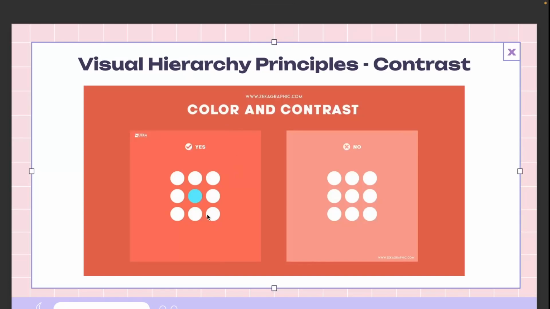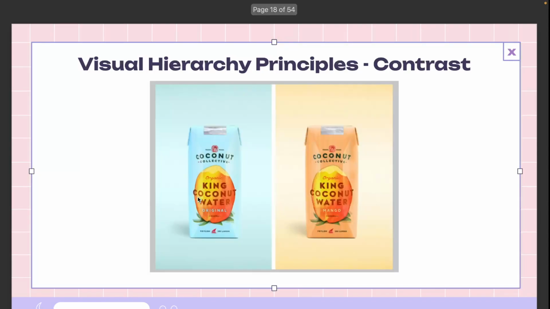Look at this picture. These are some circles. What is the first thing that captures your attention? The very first thing. This blue color, right? This blue color. Now look at this picture.